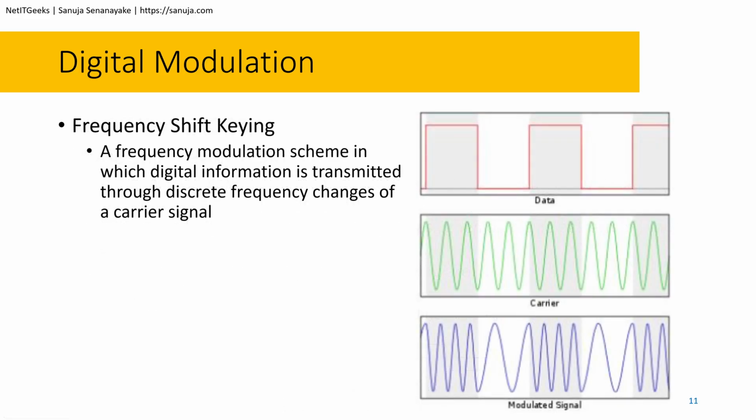The next one is called frequency shift keying. It is a frequency modulation scheme in which digital information is transmitted through discrete frequency changes of a carrier signal. So that's what frequency shift keying is about. Frequency shift keying can be described as a frequency modulation scheme in which the digital information is transmitted through discrete frequency changes of a carrier signal.